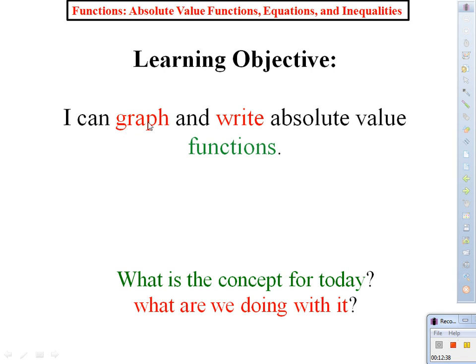Our objective for today: I can graph and write absolute value functions. We're still on functions, finishing up absolute values, and today will be the last lesson on that. However, is this the last time we're going to look at them? No. In November, our mid-quarter assessment will include everything from the first quarter and everything coming up with quadratics. So please, don't fall behind.